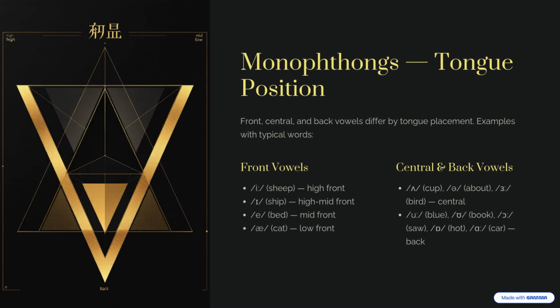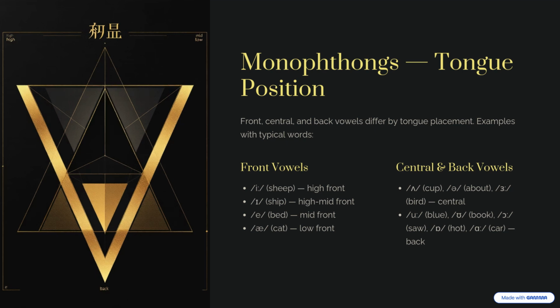Examples include I, as in sheep. Example sentence: the sheep is eating grass. As in ship. Example: the ship sailed across the ocean. E, as in bed. Example: she made her bed this morning. A, as in cat. Example: the cat is sleeping on the chair.